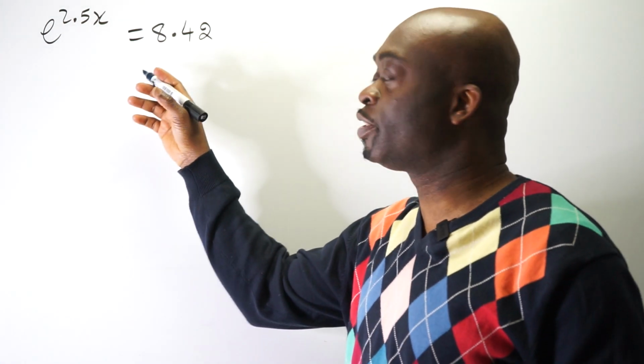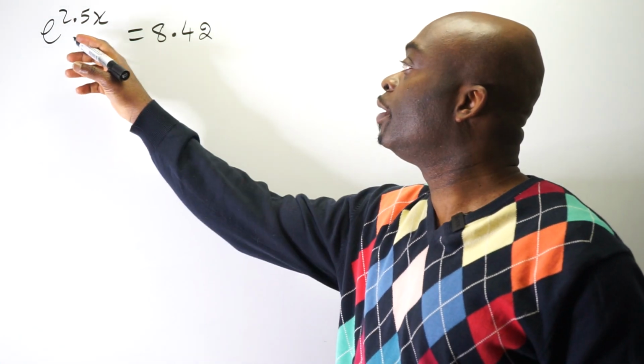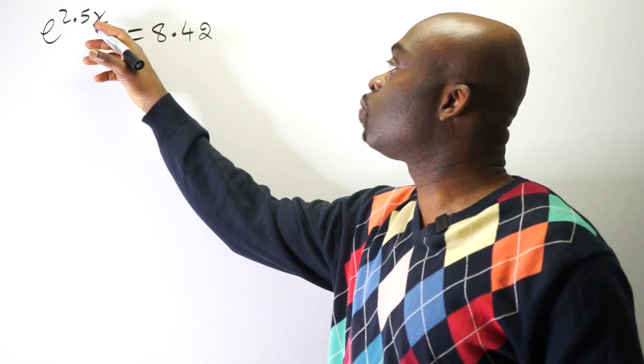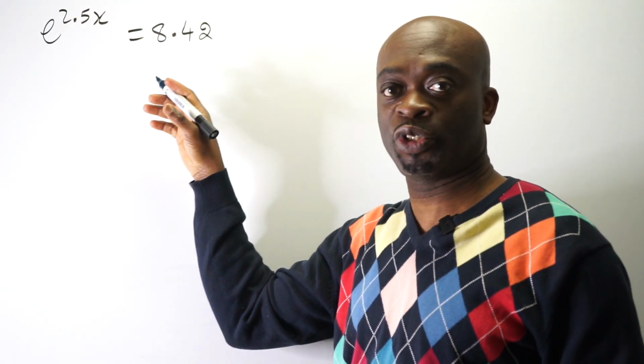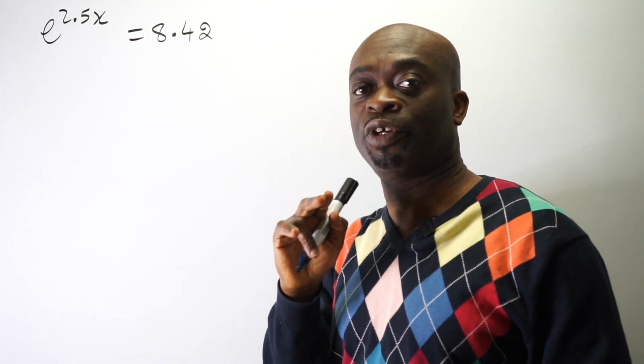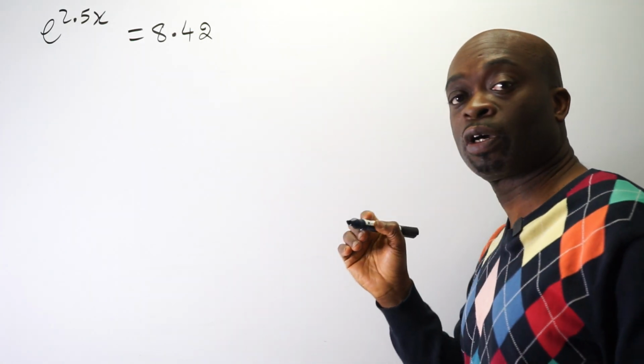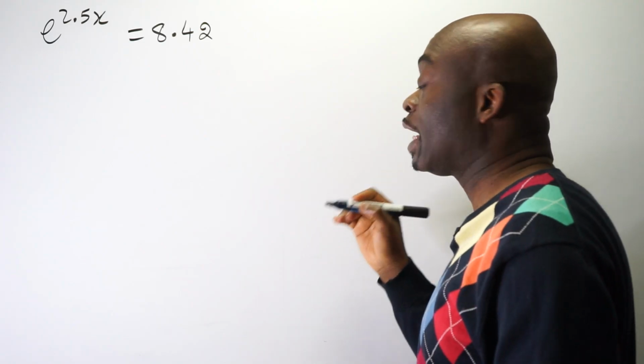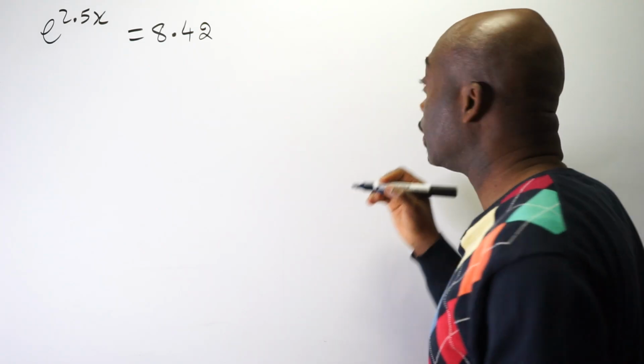We have to solve for this exponential equation here: e to the power 2.5x equals 8.42. All right, so we're going to talk about two items right now, very quickly. We're going to talk about the natural log and then the common log.